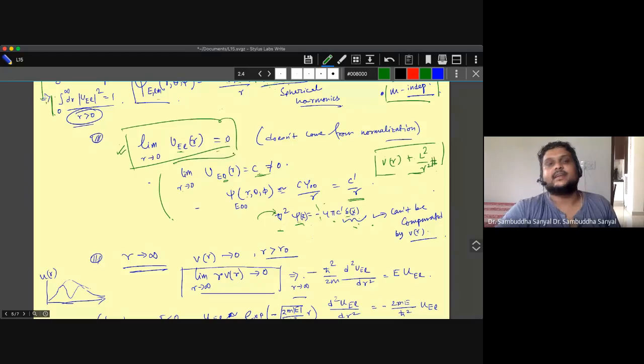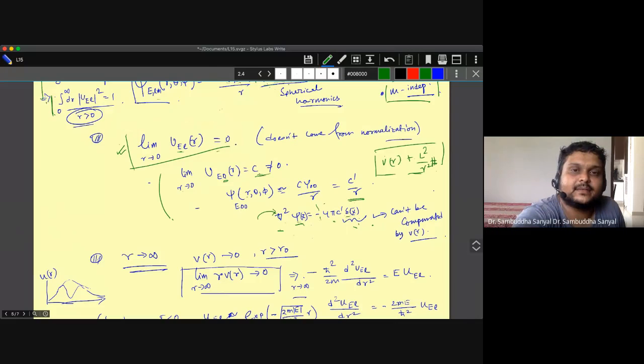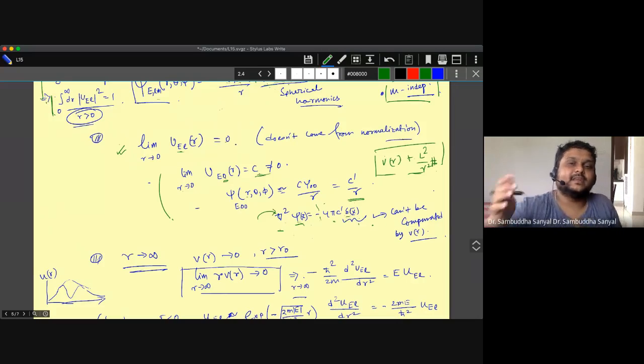And if you want to think of it physically, even without going into any mathematical mumbo jumbo, there is an infinite potential. If the potential is going uphill to infinity, the particle cannot go there.